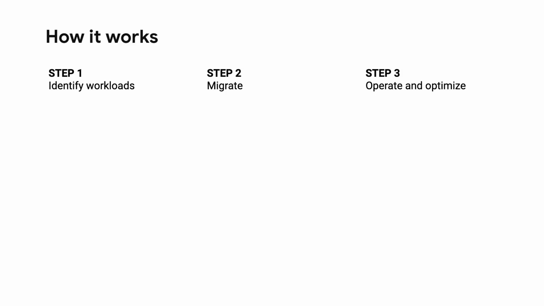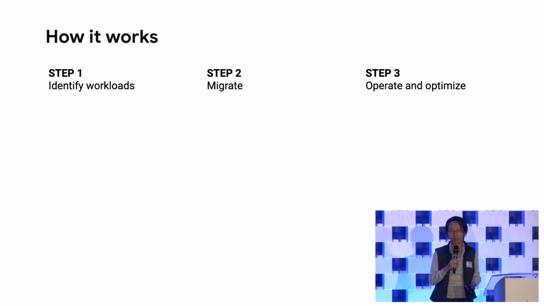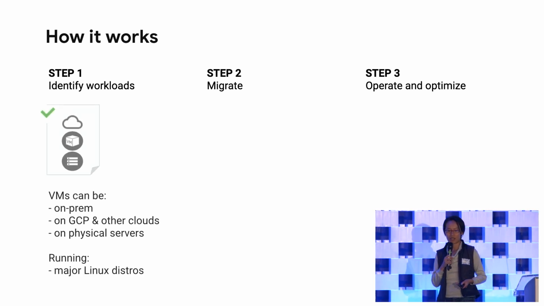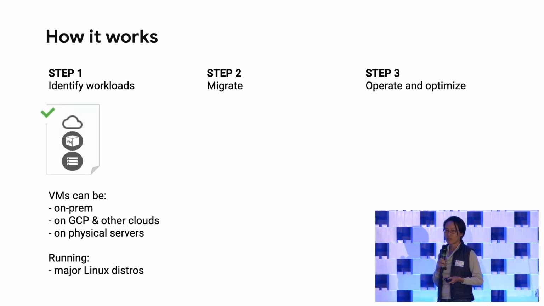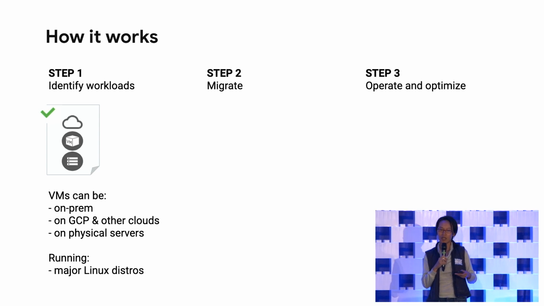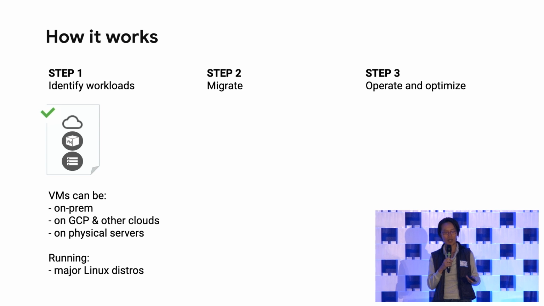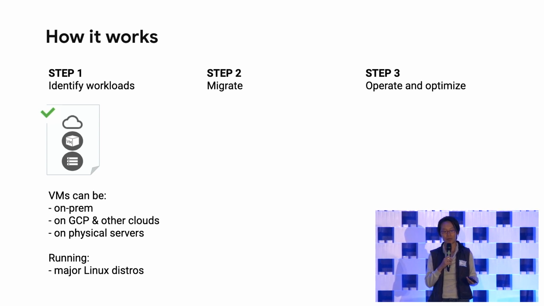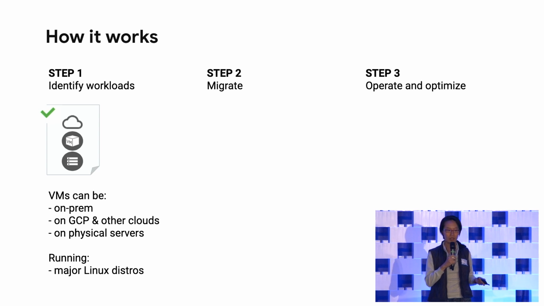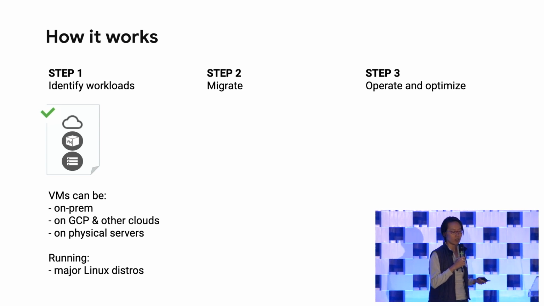Let's now dive a little bit deeper into the solution and see how it works. At a high level, there are 3 main steps. The first step is to identify good fit workloads. We'll talk about what good fit means in a couple of slides. Your source VMs can be on-prem, on GCP, on other clouds, and it can be on physical servers. The operating system can be any one of the major Linux distributions.